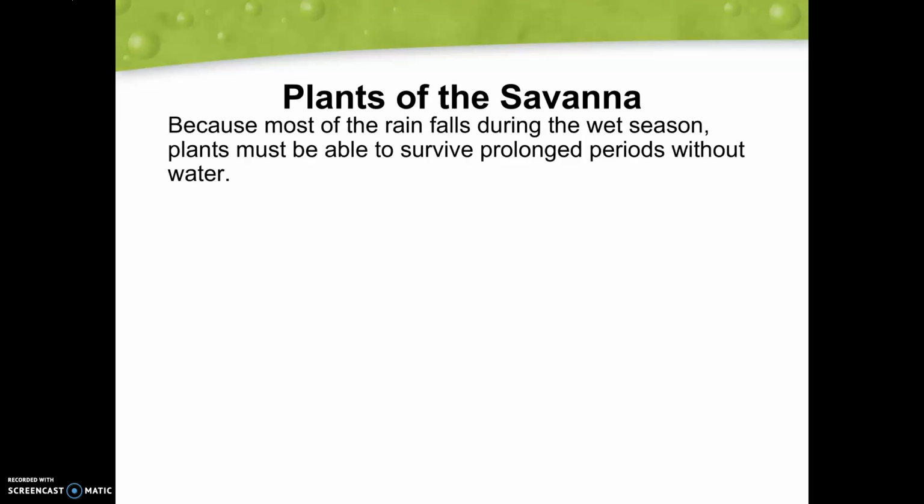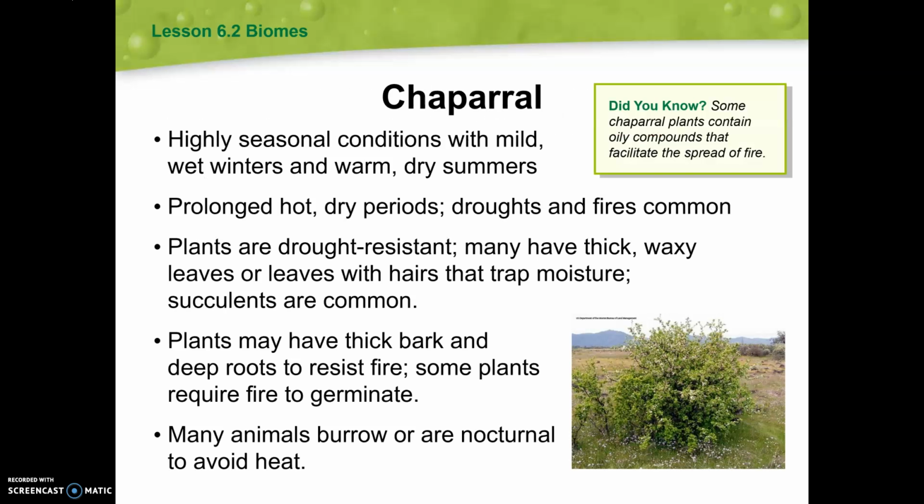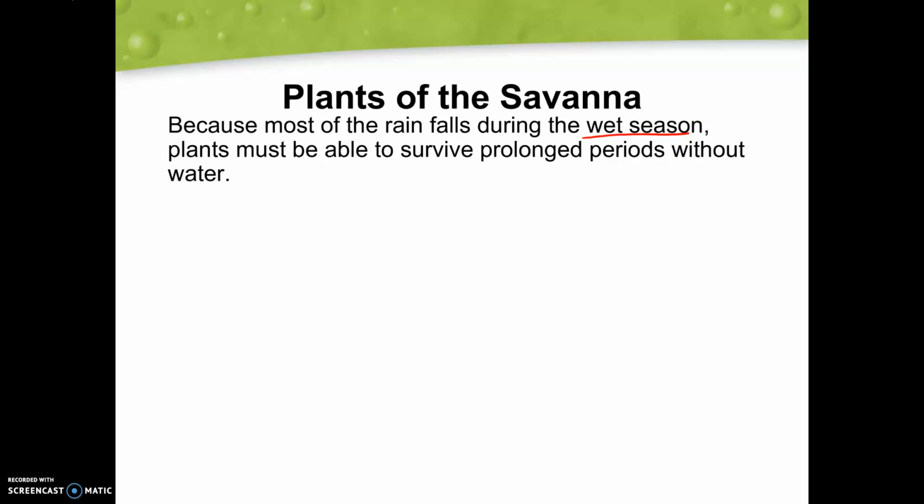So plants that we're going to see here, because most of the rain falls during a wet season, must be able to survive long periods without water. Some of the adaptations that we're going to see are those waxy leaves to prevent water loss. We're also going to see those deep roots so we can get water from the ground as well. So those are different types of adaptations that we're going to see here.